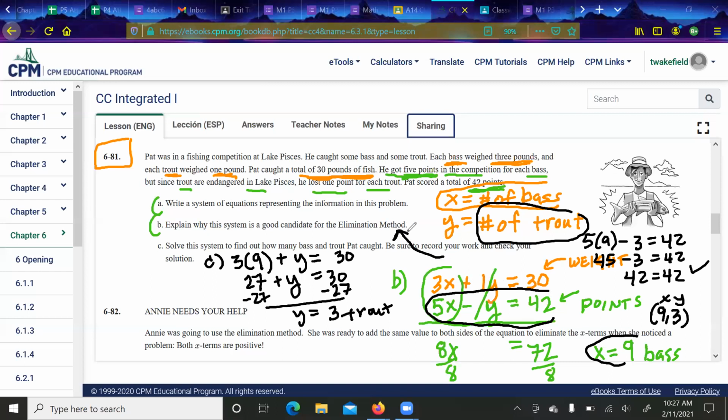Let's try it. So 3 times 9 plus 1y, which is 3, is going to equal 30. Okay, well, 3 times 9 is 27 plus 3. We get 30 equals 30. Okay, that is how you check your work, which you would want to do like on a test, right? If you're taking a test and you're not sure you got it right, you could check your answer by plugging into both equations. And you want to do that on your homework just so you get into the habit of doing it. Okay, so I'm going to clear this away. That's 81.